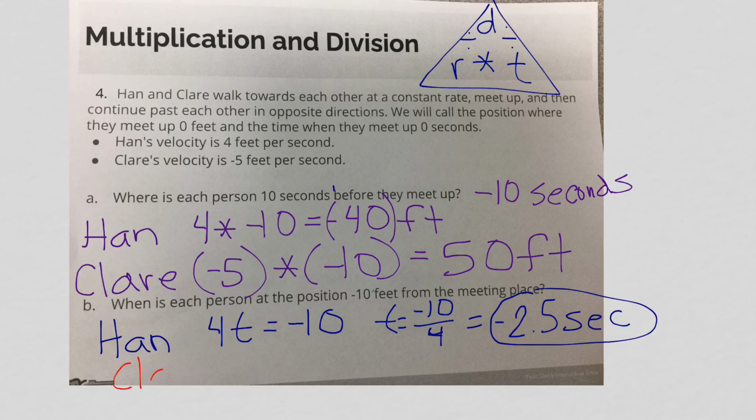Now Claire had a rate of negative 5 feet per second. So her rate times her time is going to equal the distance of negative 10. Okay, so to solve that, we're going to take negative 10 divided by negative 5. So a negative divided by a negative is a positive. 10 divided by 5 is 2. So she was at negative 10 feet from the meeting place at 2 seconds, which means 2 seconds after they met up.